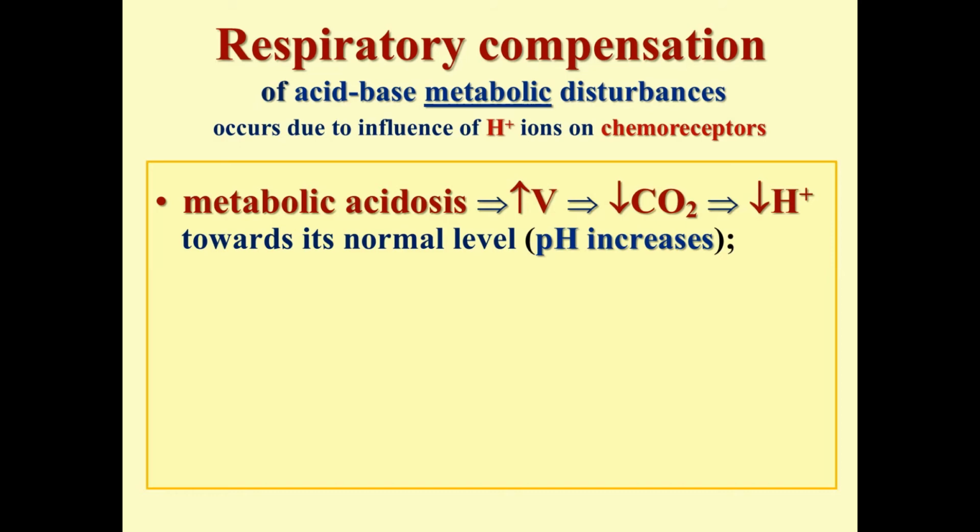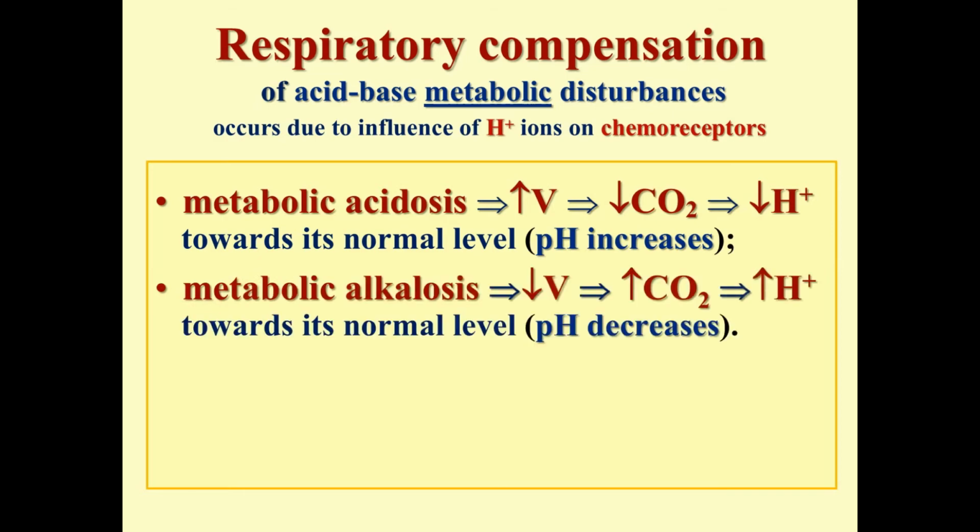This hyperventilation produces decrease in CO2. Initially, the person has normal CO2, but excessive ventilation decreases CO2, which makes it less than normal. But therefore, fewer ions of H+ are formed out of this CO2. And so H+ concentration becomes decreased towards its normal level, and pH becomes higher, closer to normal.